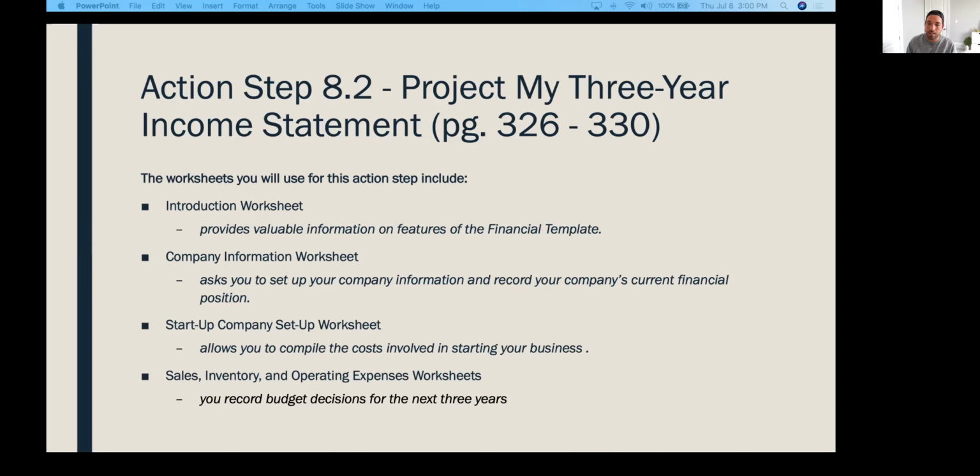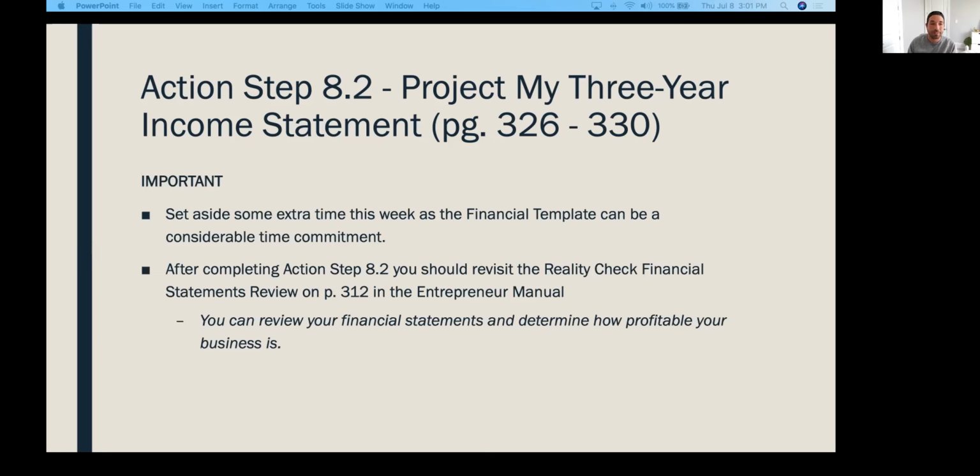The introduction worksheet is just valuable information that features the template again. Company information worksheet, that's where you're going to set up your company info and record your company's current financial position. The startup company setup worksheet, that's where you compile the costs involved in starting your business. And then sales, inventory, operating expenses, that's where you're going to record budget decisions for yourself over a 3-year period. Now remember, as I said, changes to those worksheets automatically get updated on the income statement, cash flow report, year-end income statement, year-end balance sheet, and those financial ratios. Isn't that nice that it does it all for you?